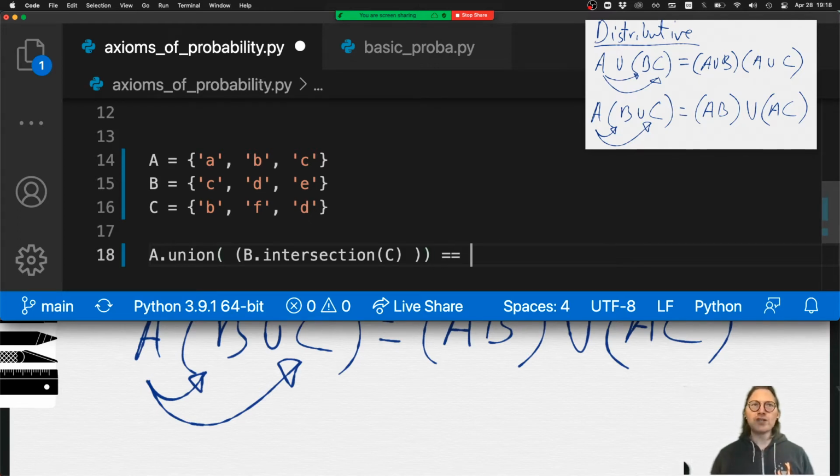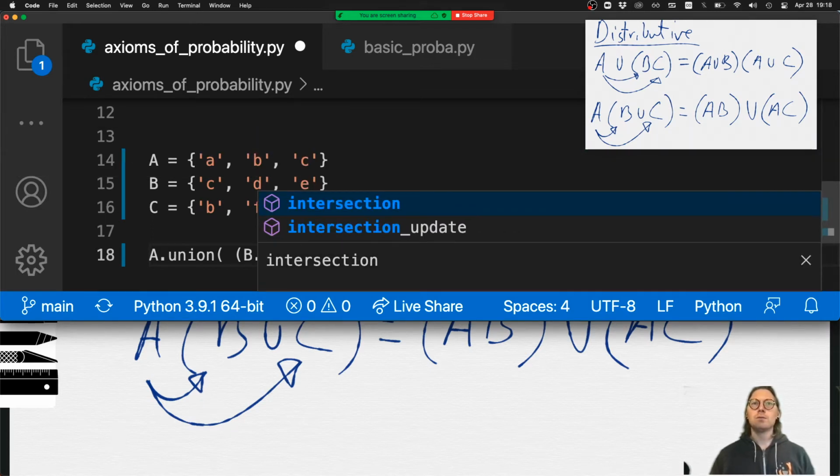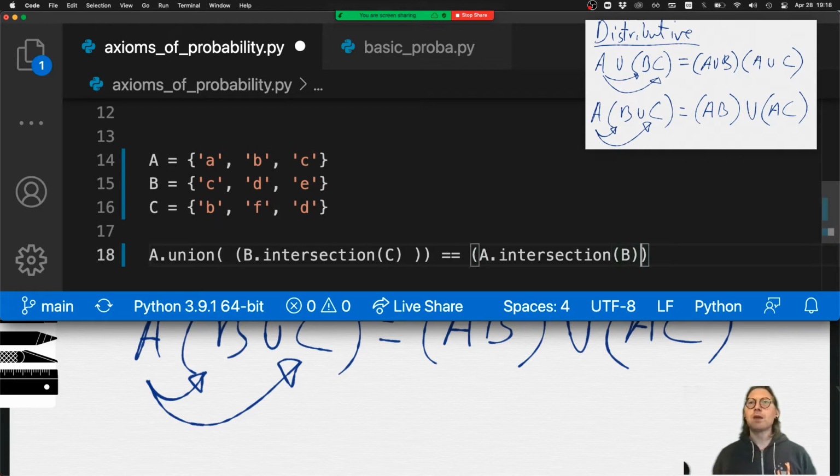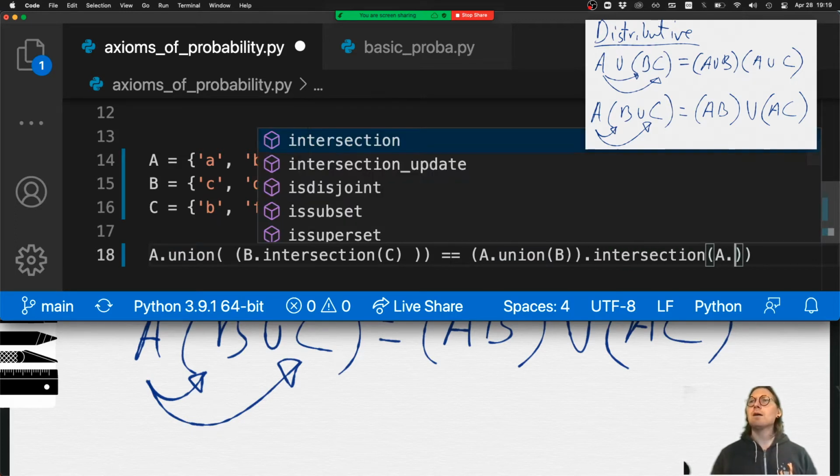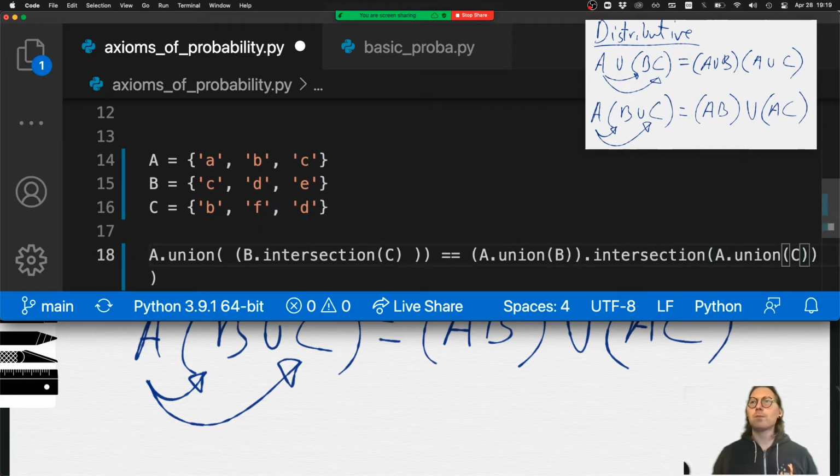So the question is, is this equivalent to A union B, the result of that intersected with A union C? Oh my gosh, these code suggestions are just popping up all over the place. So I'm sorry, A union B is what that should be. So we've got that, the result of that intersected with A union C. Okay, if you see an error in here, please let me know.